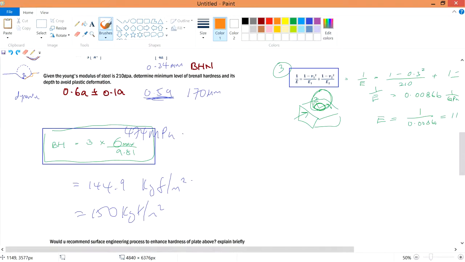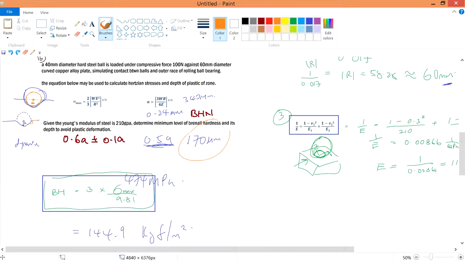And I think this is it. These are the answers lah. 117 micrometer for the depth, which is 0.5a, and this thing.